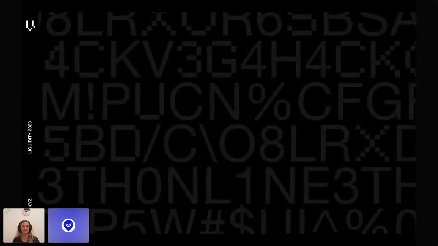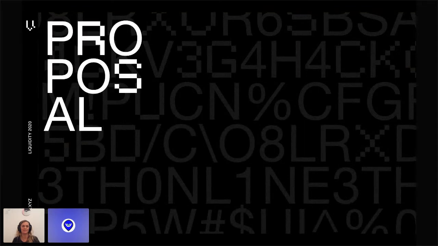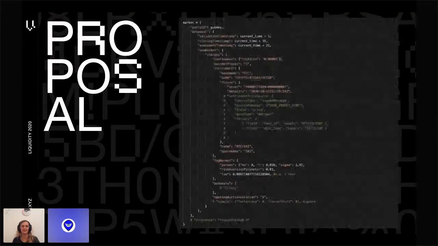Right, so I think it's time. Let's prepare a proposal. So hopefully you guys can see this. This is an example of the kind of format of data that you need to send as part of your proposal. And you can find this in our REST documentation.